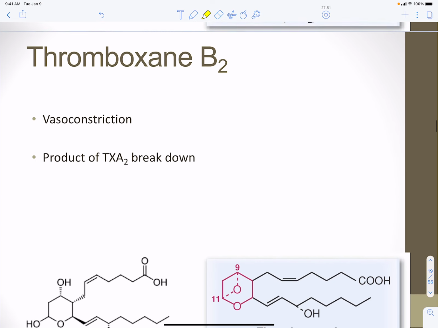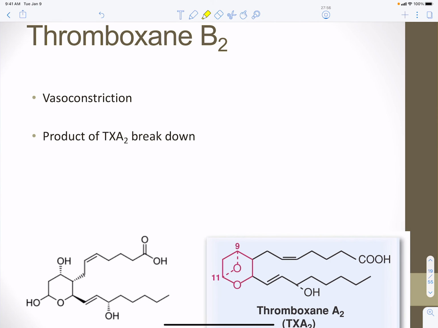Now, thromboxin B2 is very important because A2 has seconds of a half-life. That is simply because of B2. B2 is a product of the A2 breakdown, which happens very quickly. It's almost like it happens spontaneously. So A2 will break down into B2. So B2 is not functional. It does not have a function except to be a byproduct of A2.